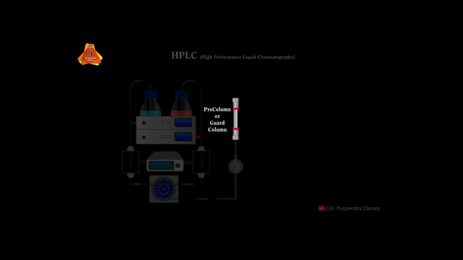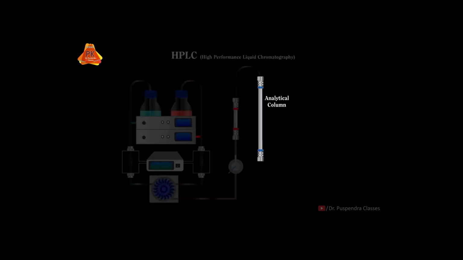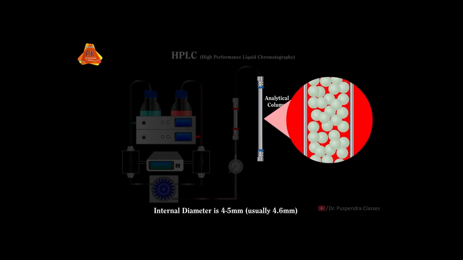Next part is pre-column, which is also known as guard column, and length of this column is 2 to 10 centimeters. Internal diameter is 4 to 5 millimeter, usually 4.6 millimeter. After that column, next one is analytical column, and length of this analytical column is 10 to 30 centimeters. Again, internal diameter of this analytical column is 4 to 5 millimeters, usually 4.6 millimeter.